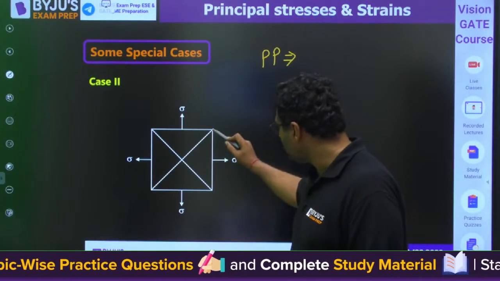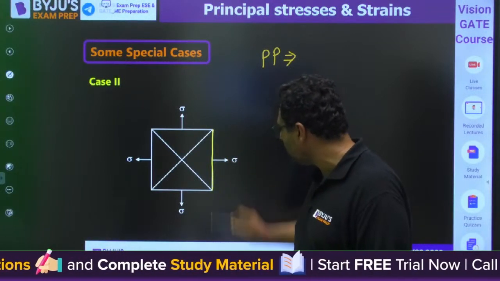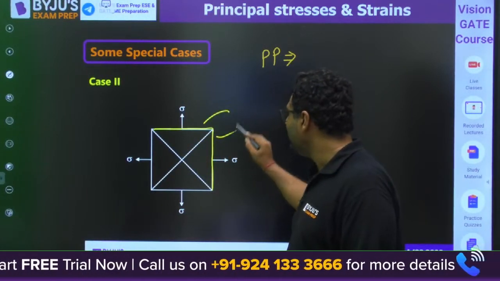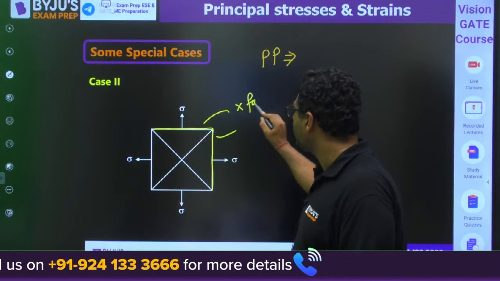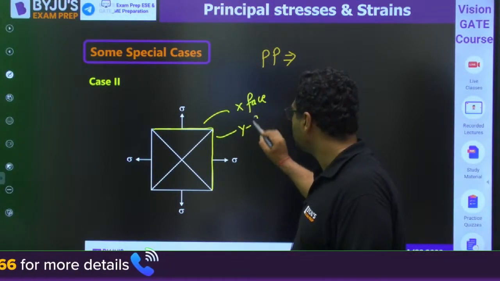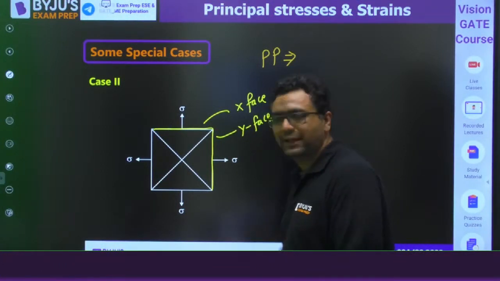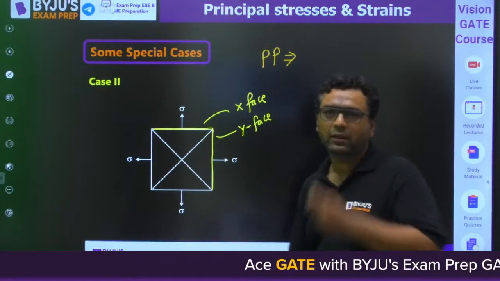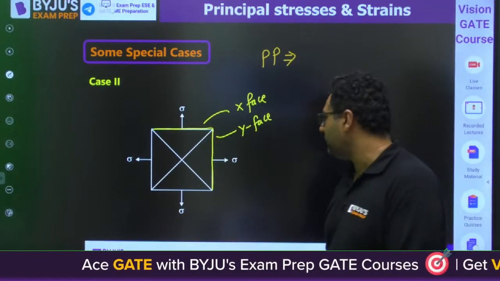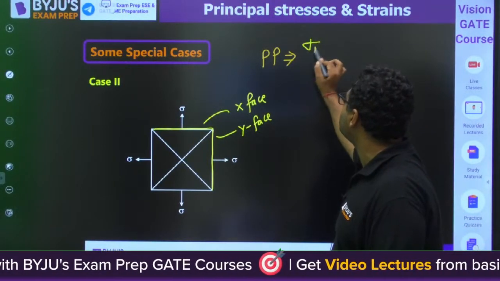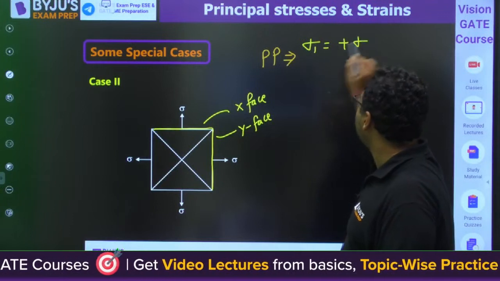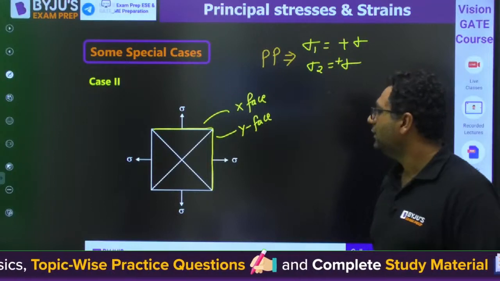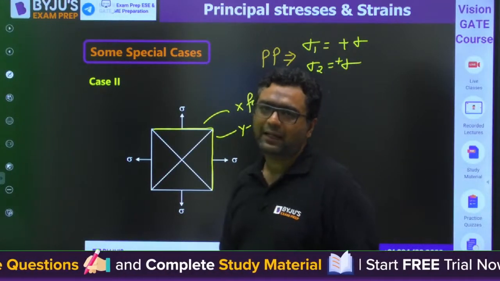Okay. Dear, first of all, this plane is having no shear. This plane is having no shear. So obviously, these X face and Y face, they are principal planes. The plane which is having zero shear is said to be a principal plane. So if they are principal planes, you know what the principal stresses are? Sigma 1 is plus sigma. Sigma 2 is plus sigma, like that. Okay. But my dear, here there is a problem.